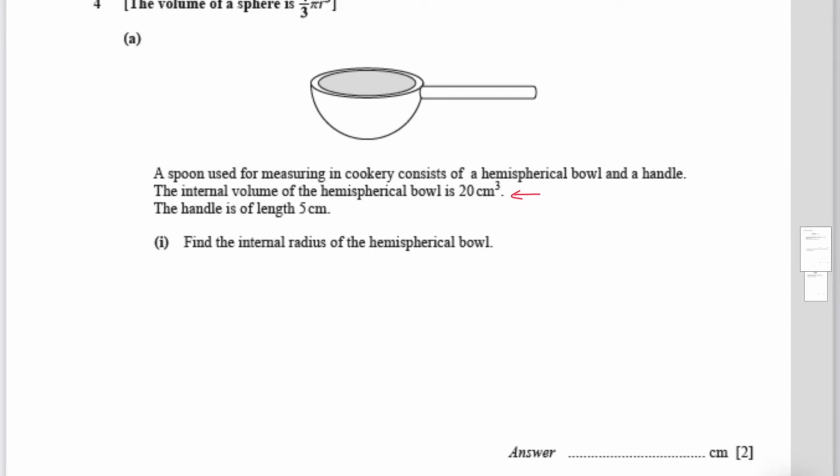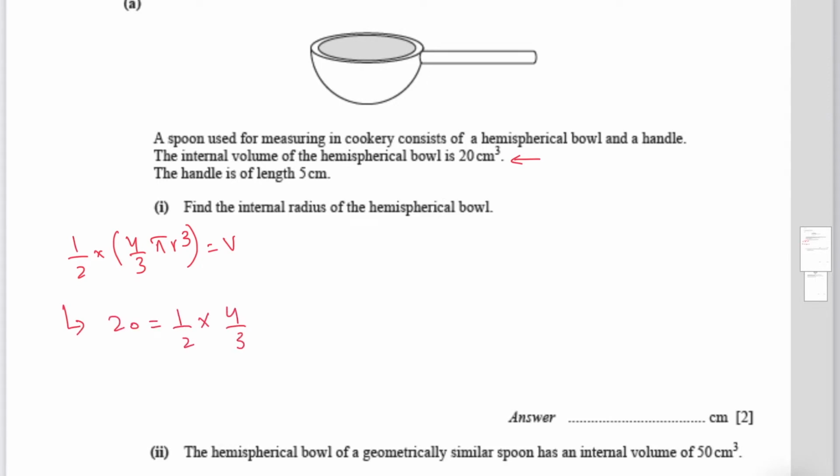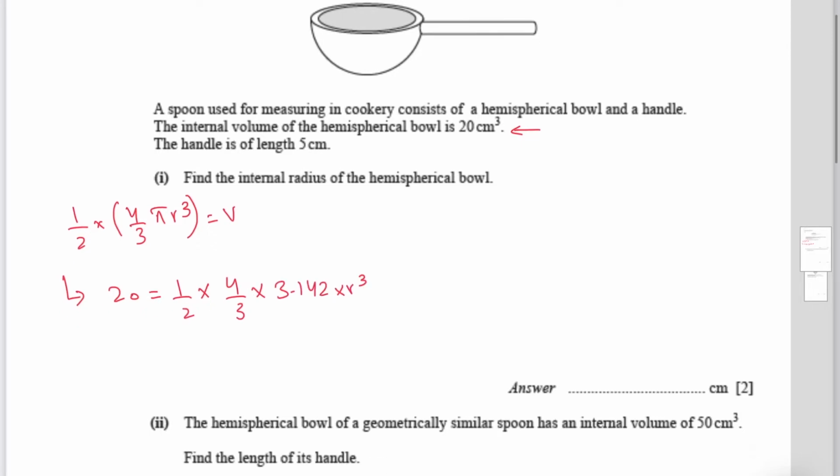The formula for a hemisphere's volume is half times 4 over 3 pi r cube, which is equal to the volume. Now, since they've given us the volume, we write 20 is equal to 1 over 2 times 4 over 3 times 3.142 times r cubed. Okay, so r cubed needs to be the subject. So 20 gets multiplied by 2, then by 3, and then gets divided by 4 times 3.142. That's just it. I've just moved around a few numbers.